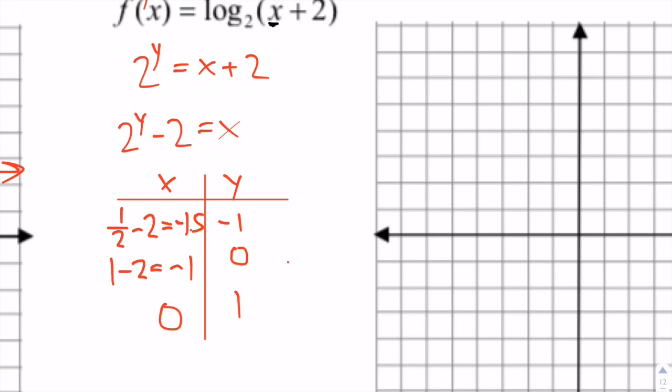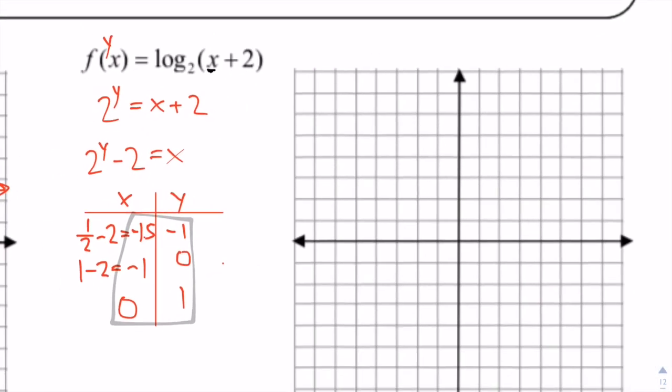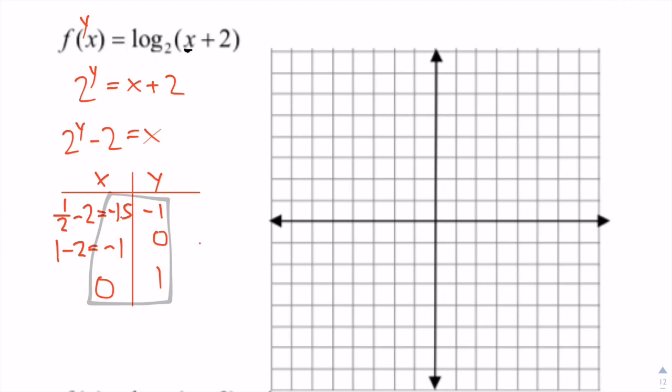Okay, so we have these points that we're going to graph now. I just want to show the work a little bit. So -1.5, comma -1 is about there. We have -1, comma 0, and we have 0, comma 1. So we have this curve.